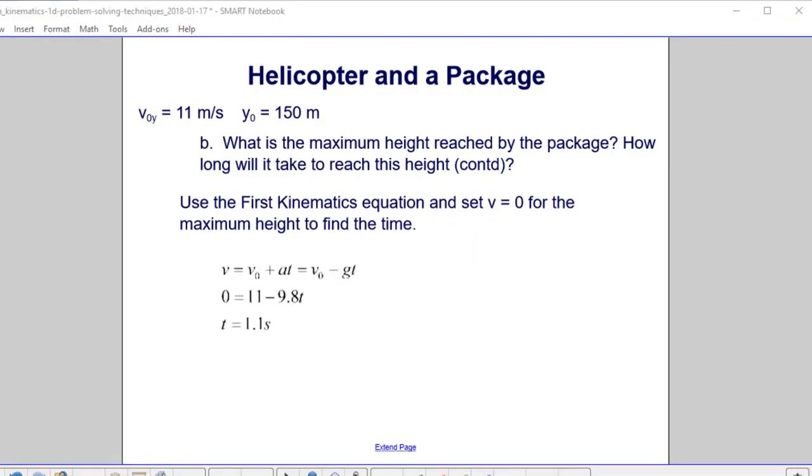We now want to find out how long it took to reach that height. Let's go to the first kinematics equation. And again, our final velocity will be 0 because your maximum height is where you momentarily stop moving in the up direction and you now start heading down. So that will be v0 plus at. A is minus g. We plug in our numbers here, and it takes 1.1 seconds. So the package keeps rising for another 1.1 seconds after it's dropped out of the helicopter.